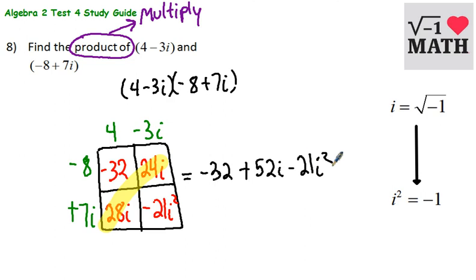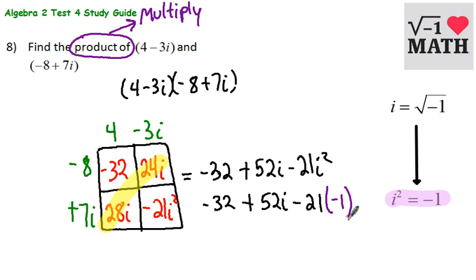So we know that i squared is equal to negative 1. Right? Because that's what we said. We established that. So anytime, anywhere we see an i squared, we're going to replace it with negative 1. So everything else can be the same here, negative 32 plus 52i minus 21, but instead of writing i squared, I'm going to write what it's equal to, which would be a negative 1. So see, all I did there is I just made that substitution.